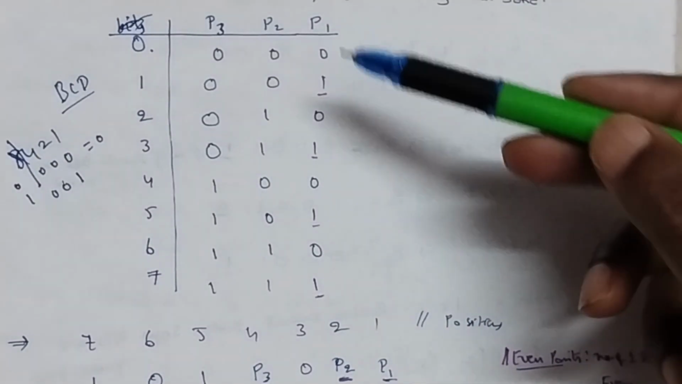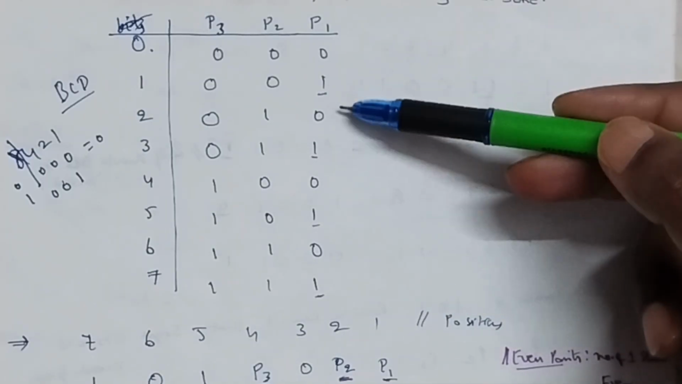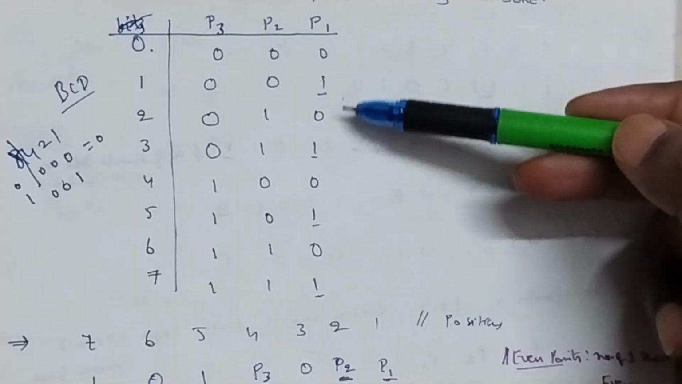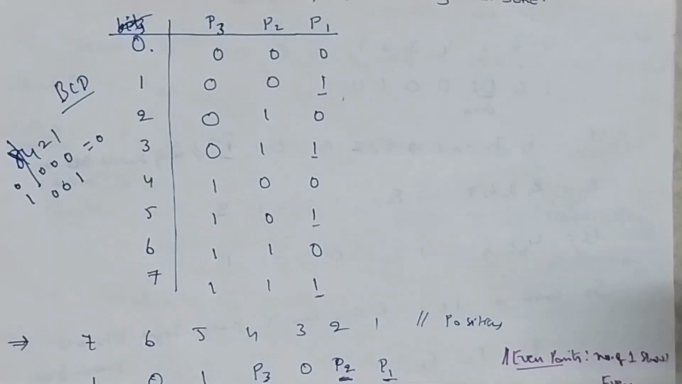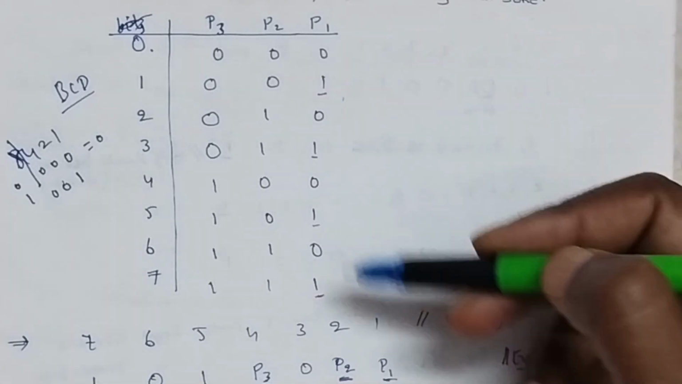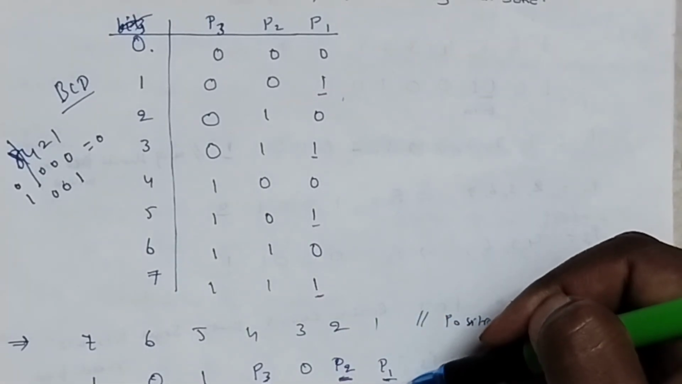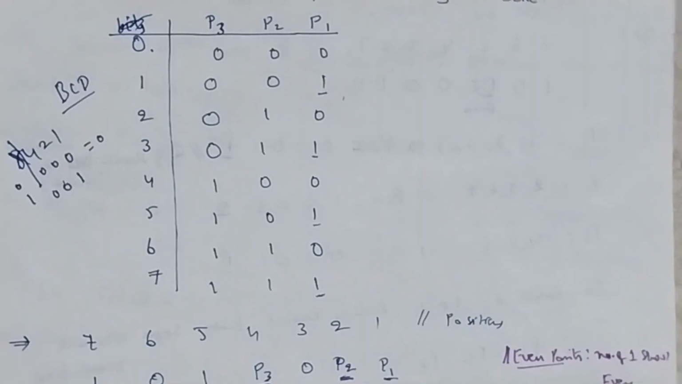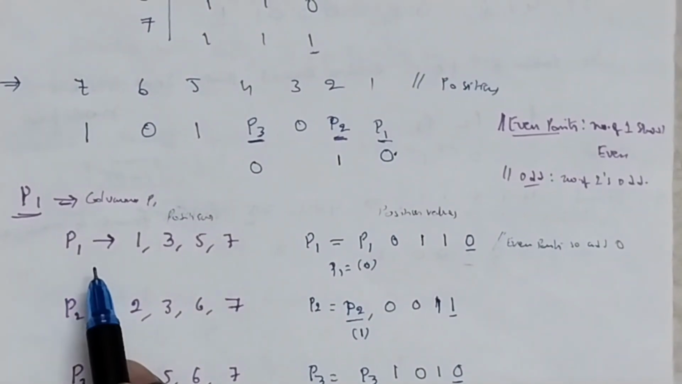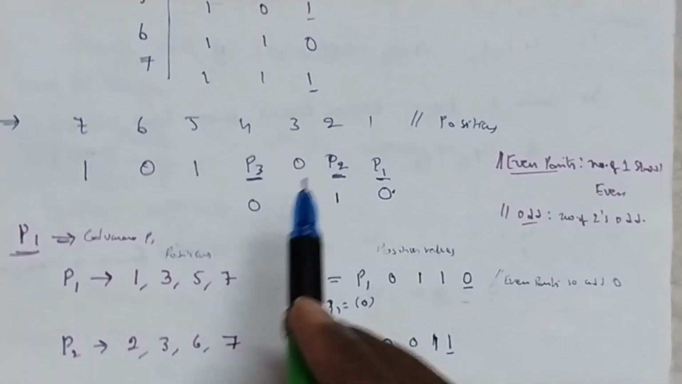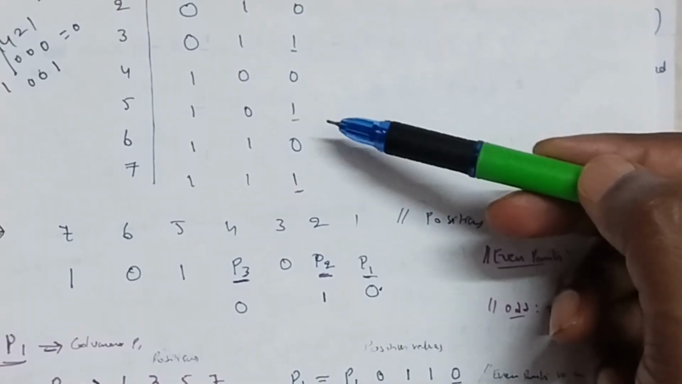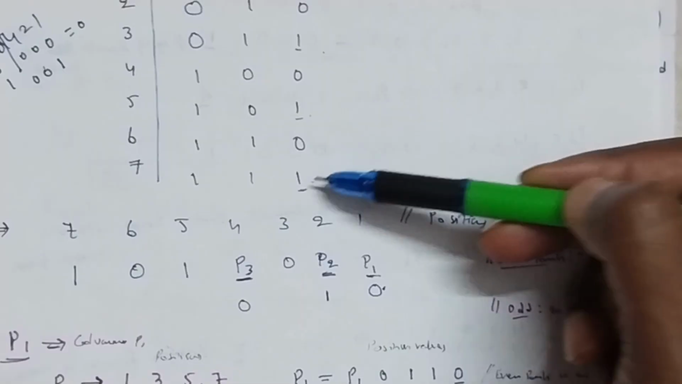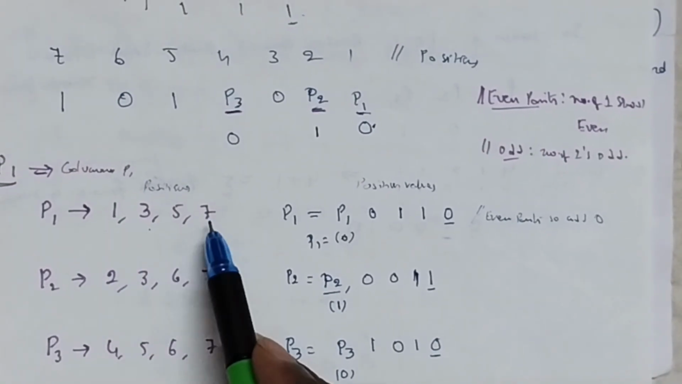First the P1 column. In the P1 column, how many ones do we have? We have 1, 2, 3, 4 ones. Four ones means even parity. If it is even parity, there is no need to add any one. The positions for P1 are the first position, third position, fifth position, and seventh position, so it is 1, 3, 5, 7.